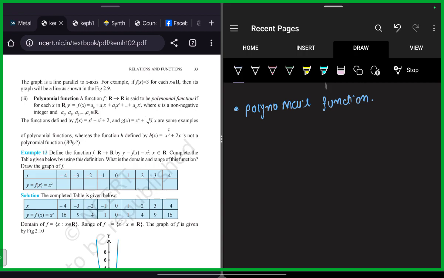You know, right, what is a polynomial? If the function looks like this, a0 plus a1x plus a2x square plus a3x cube, dot dot, an x raised to n. Yes or no? Where a0, a1, a2 are constants. So it's a polynomial. Yes or no?